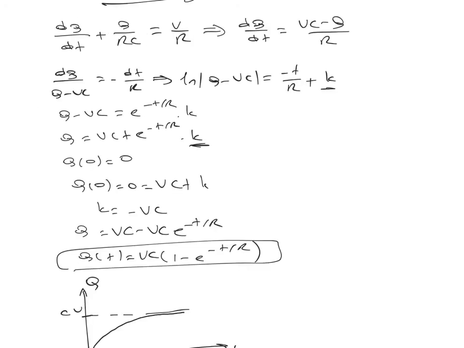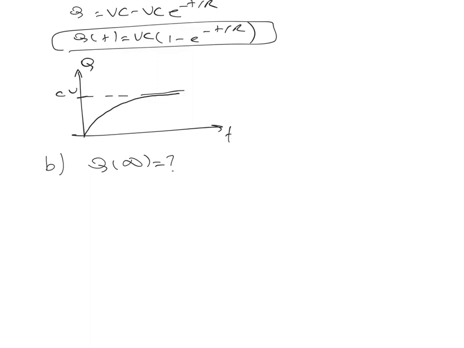I said no change in the function, so I will put 0 for dq over dt here. So q over RC is equal to V over R. From here, the q value at infinity will be equal to VC. So the equilibrium point is VC.